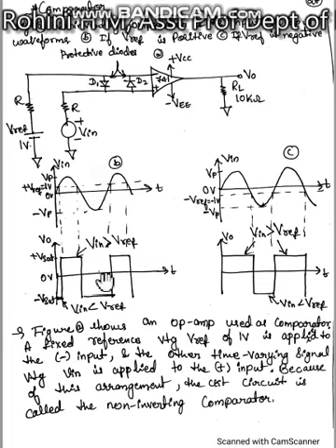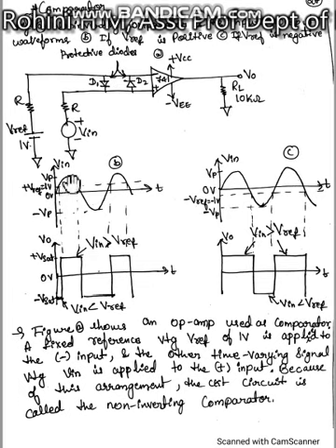Here, when the Vin voltage is less than the reference voltage, the output is drawn to negative Vsat. This is the output expression. When Vin is less than V reference, the output is minus Vsat. Similarly, when Vin is greater than V reference, the output voltage is plus Vsat. This is the diagram which shows the output of this particular device.